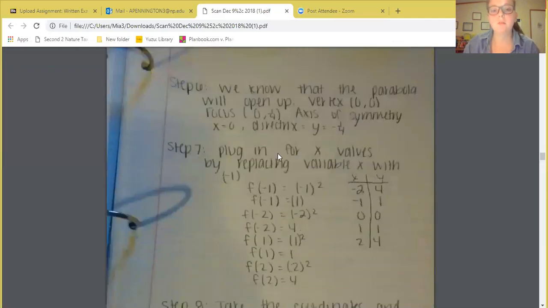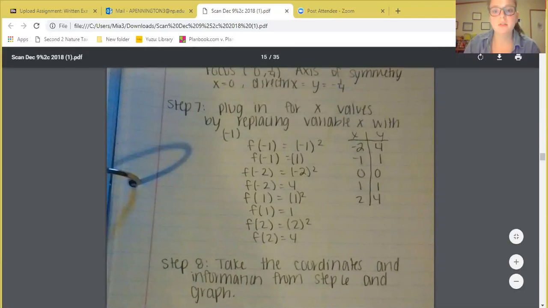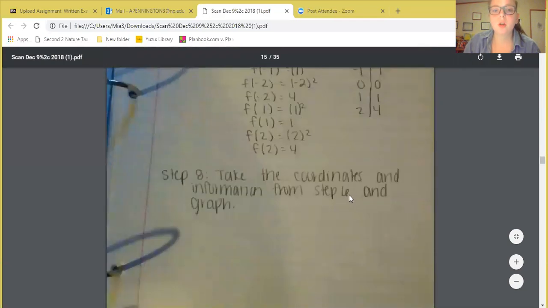So now we're going to plug in for x, giving us coordinates. We're going to start off with negative 1. Negative 1 times negative 1 is going to be a positive. So we'll get that number. And we plug these in, and we got coordinates negative 2, 4, negative 1, 1, 0, 0, 1, 1, and 2, 4. So now we're going to plot those.